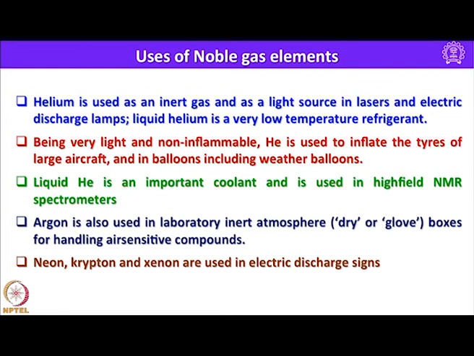Argon is also used in laboratory inert atmosphere boxes for handling air sensitive compounds, and neon, krypton and xenon are used in electric discharge signs. So, with this let me come to the conclusion.